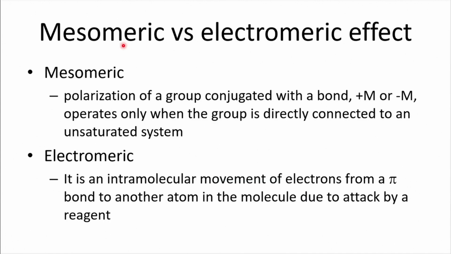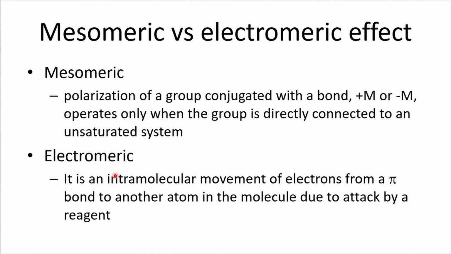See, this is another term which many times people get confused about: mesomeric versus electromeric effect. Of course, the electromeric effect is no longer being used in standard textbooks. The difference between the two is that the mesomeric effect is basically the polarization of a group conjugated with a bond, either plus M or minus M. This operates only when the group is directly connected to an unsaturated system. So, resonance is possible only if it is attached directly to the conjugated or unsaturated system, and only then does the mesomeric effect actually happen.